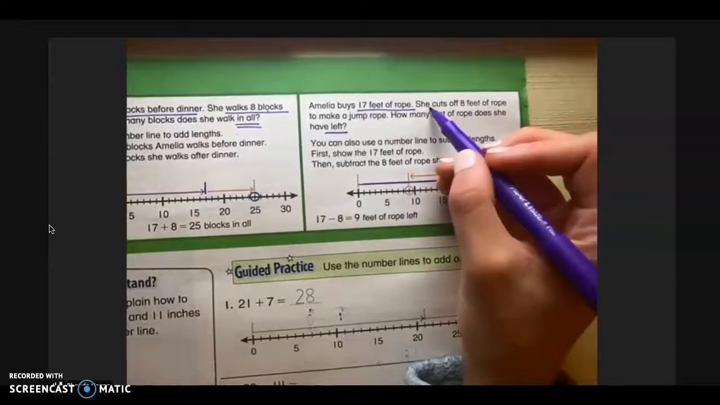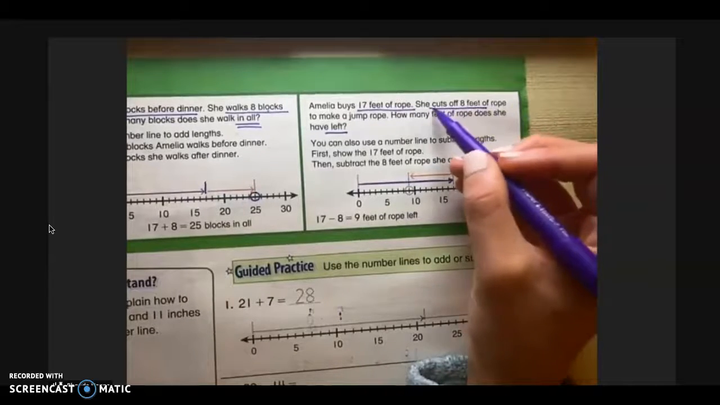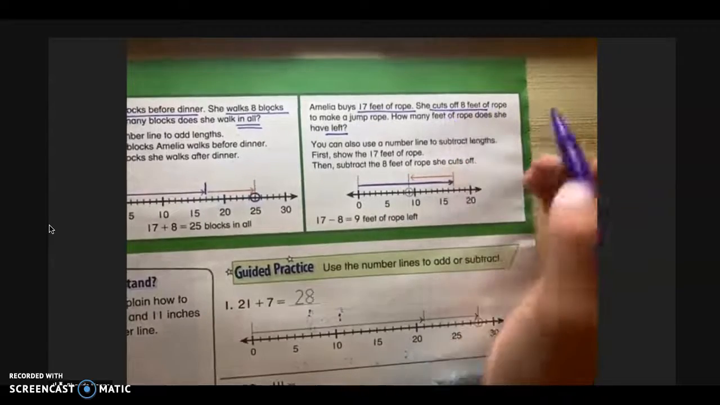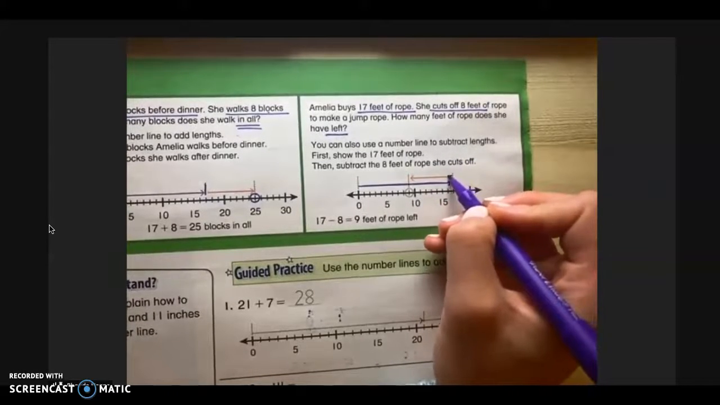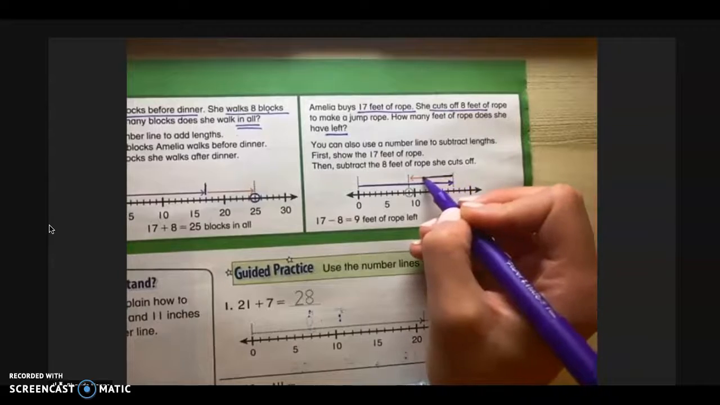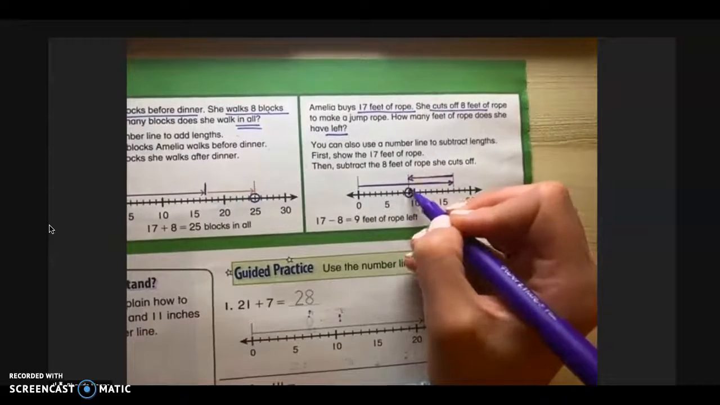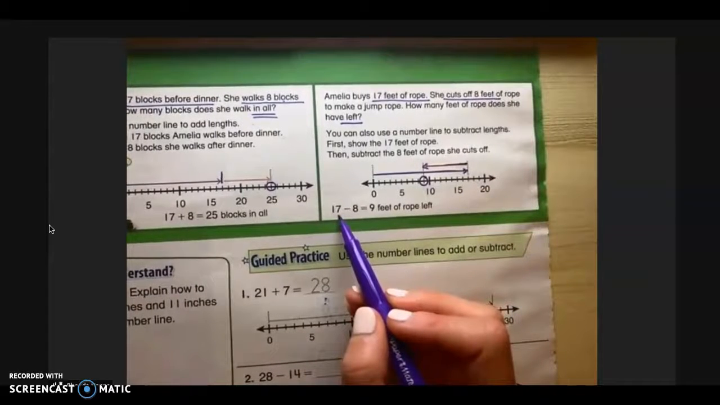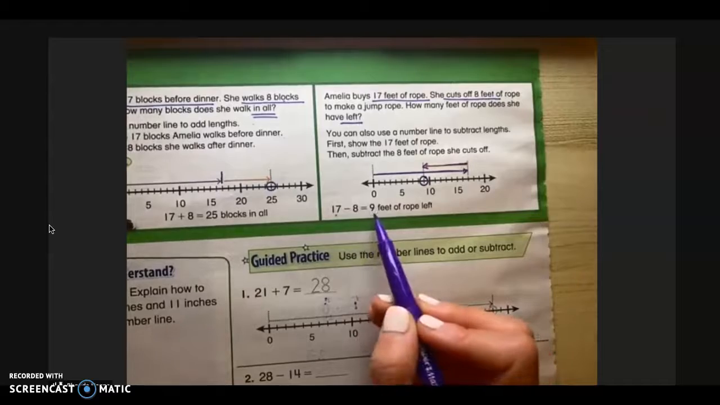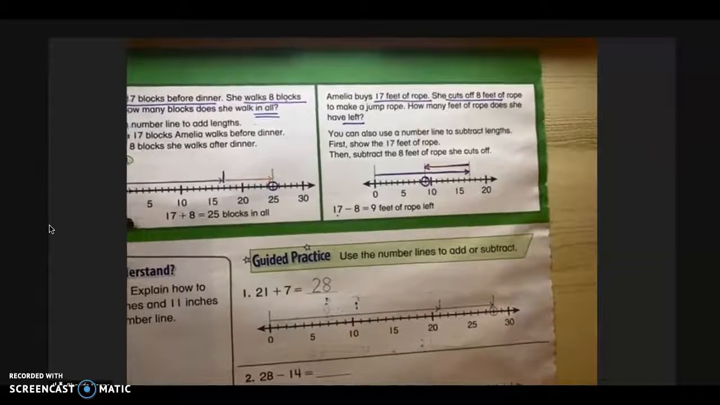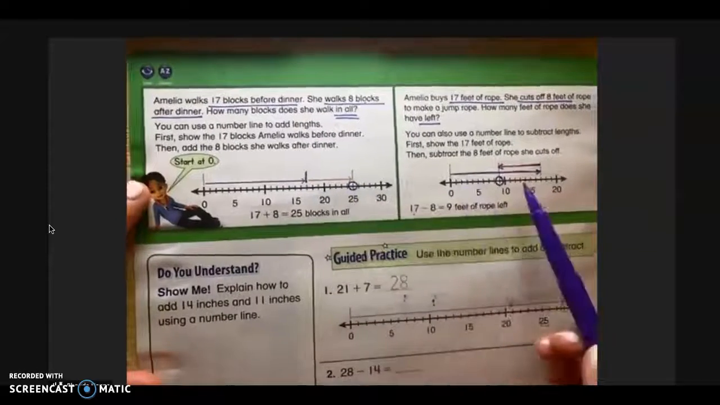It says she cuts off 8 feet of rope to make a jump rope. So knowing that, because it says she cut off, I know that I'm going to subtract. So from the 17, we take off 8, and we get to 9. So then the problem will be 17 minus 8 equals 9. 9 feet of rope left. So that's how you can use a number line to add and also to subtract.